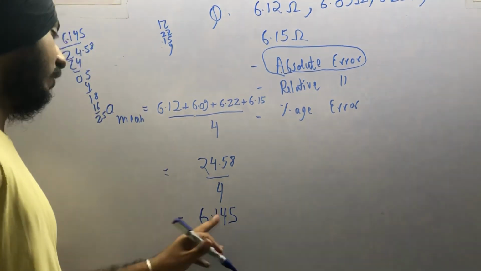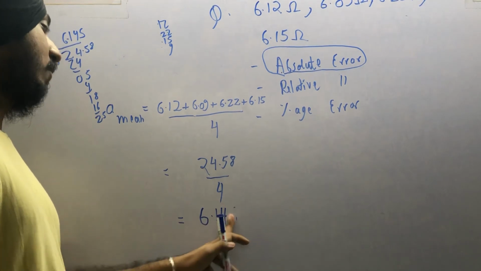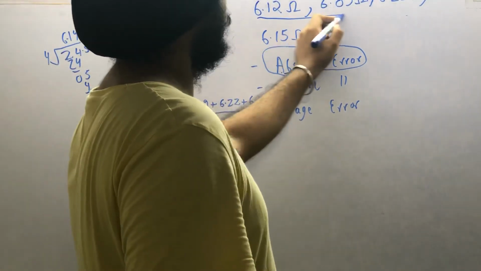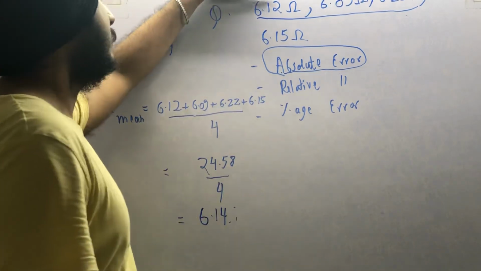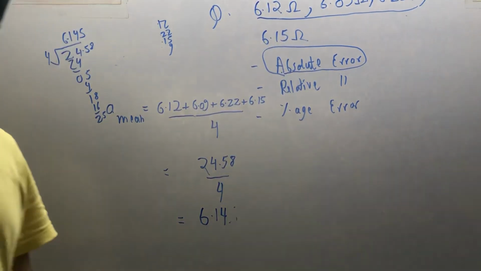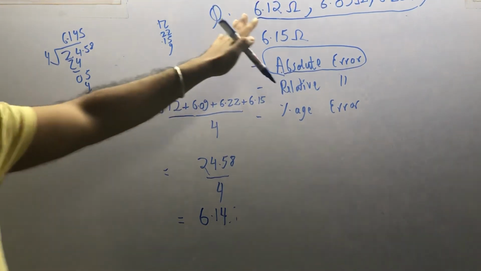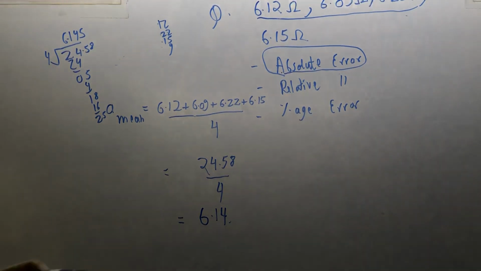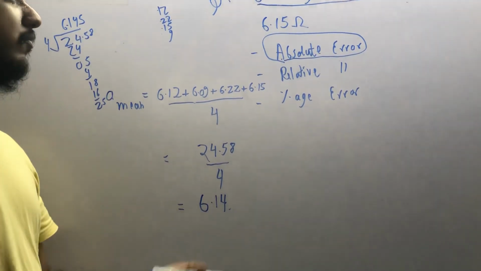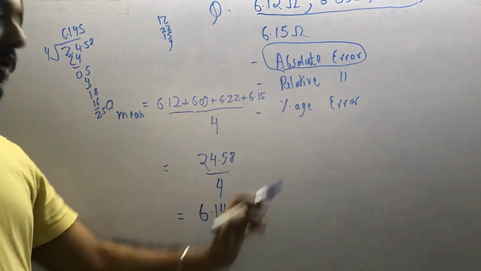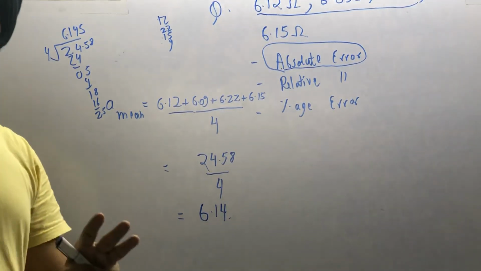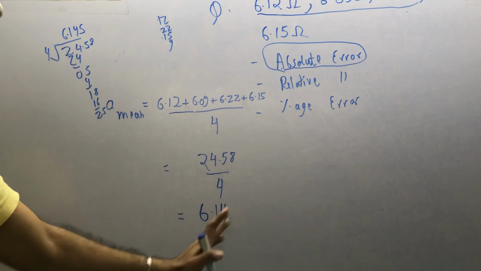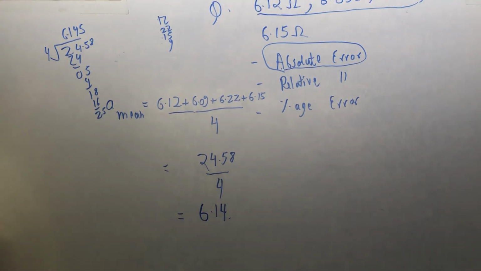Now I will take the value only up to 3 significant digits. Why did I take the value only up to 6.14? Because the values that are given to us are only up to 2 decimal points, 3 significant digits. So the answer also we will take up to 2 decimal points only. No need to put this 4, 5, otherwise you will get confused. Even though 5 comes after this, no need to take that. So 6.14 is the arithmetic mean.